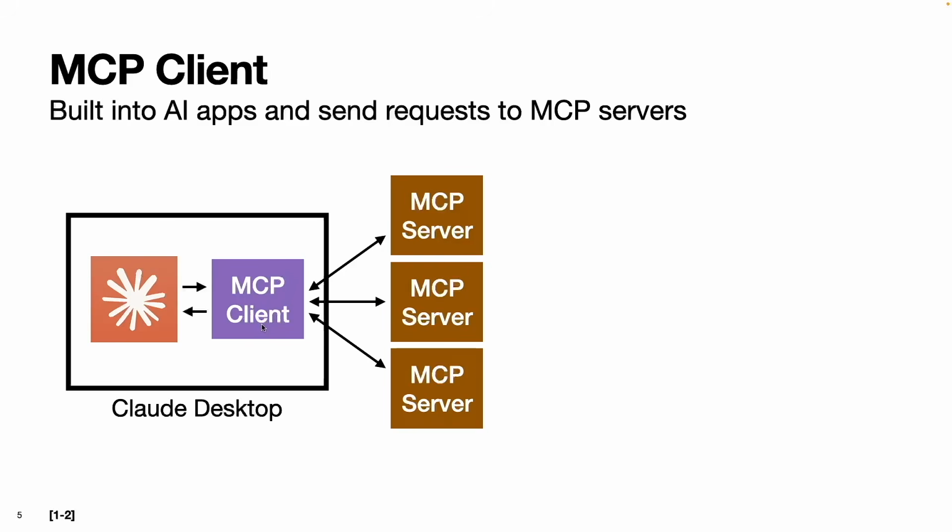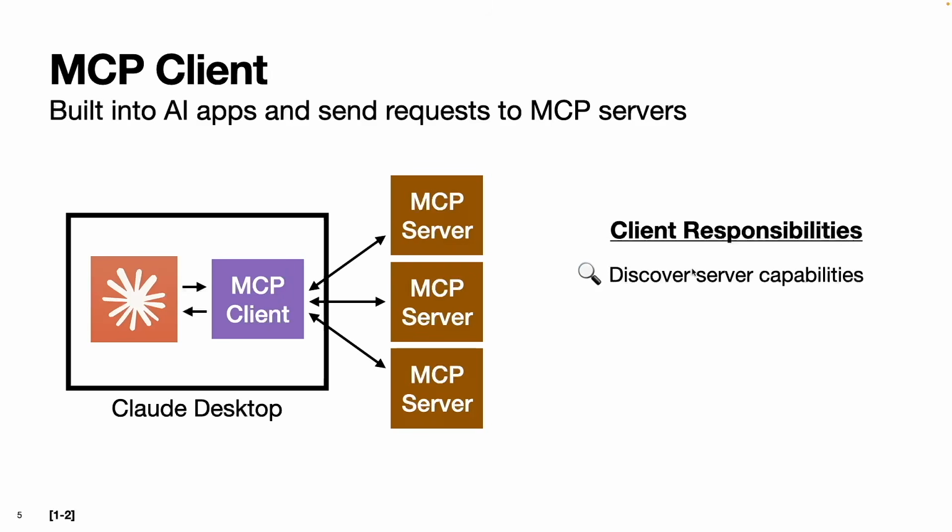Some of the things that the client is responsible for is that it'll discover the server capabilities, kind of like what we saw on the previous slide. The MCP client will ask the server, "What tools do you have available?" Another key responsibility is receiving data from servers. The MCP server may make available to the client a database or a file system. So it's responsible for grabbing that data and passing it to the LLM application.